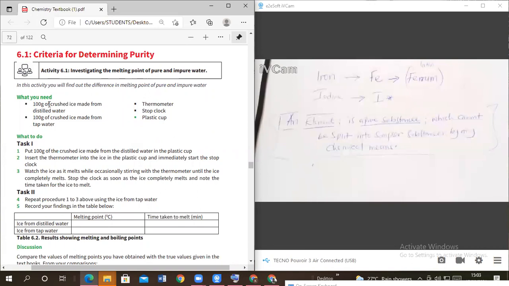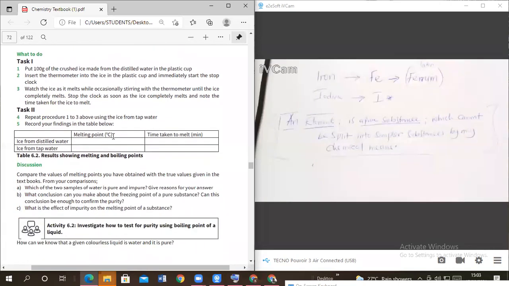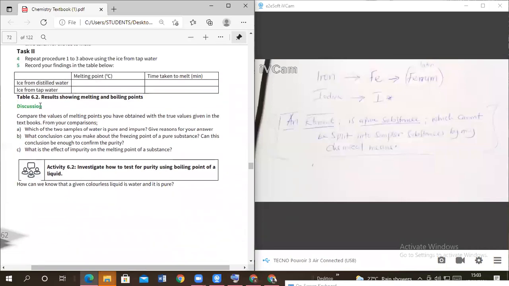At this temperature now, they are saying ice. It means if you use a plastic cup, the heat in the ice is not going to be lost at a faster rate. Okay? Okay, good.